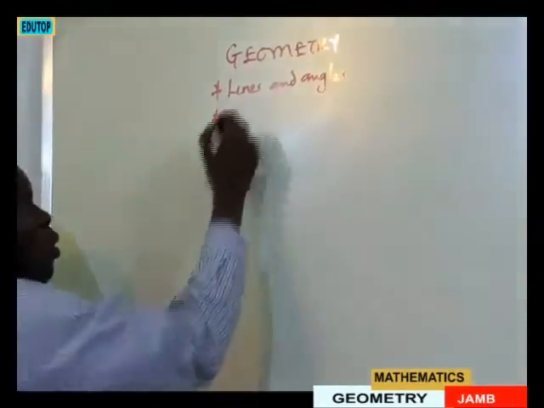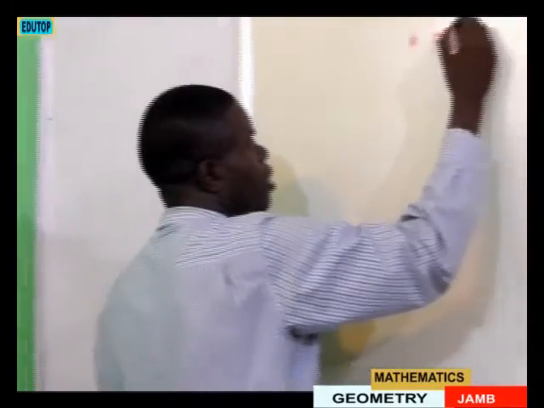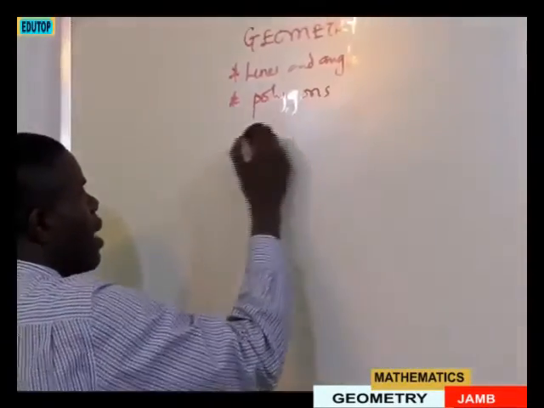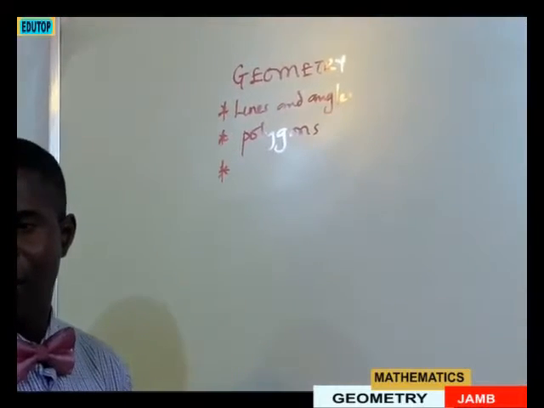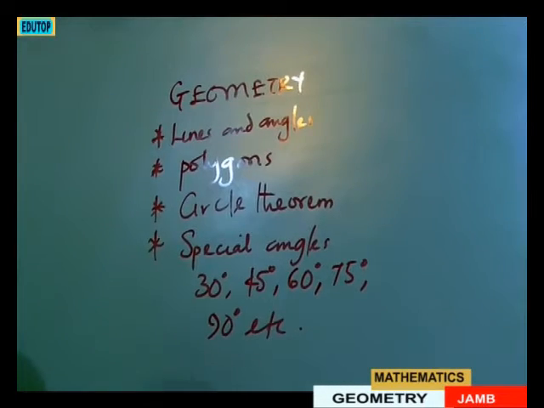Then candidates should also be able to solve problems involving polygons. Polygons is also there. Then candidates should be able to calculate angles using circle theorem. Candidates should be able to identify construction procedures for special angles such as 30 degrees, 45 degrees, 60 degrees, 75 degrees, 90 degrees, etc. So let me quickly talk about lines.